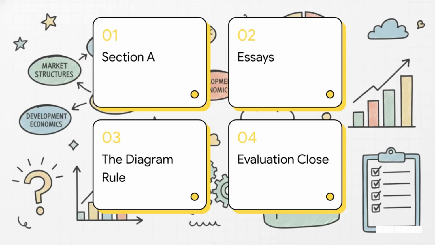So here's our tactical briefing for today. We'll start by cracking the exam pattern. Then we'll hit Section A, the Sustainability Hub. After that, we'll cover the microeconomics power topics in Section B, the macroeconomics must-haves in Section C, and finally, we'll wrap up with the golden diagram rule and the ultimate evaluation hack.